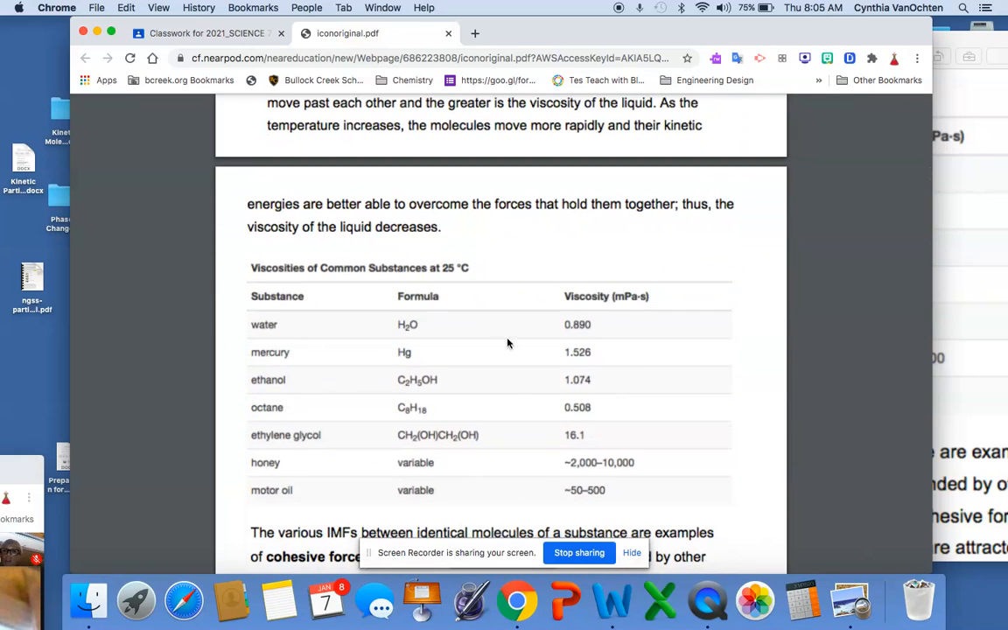So again, this is showing you a chart of the viscosities. The higher the number, the more viscous the liquid. The lower the number, the less viscous the liquid.